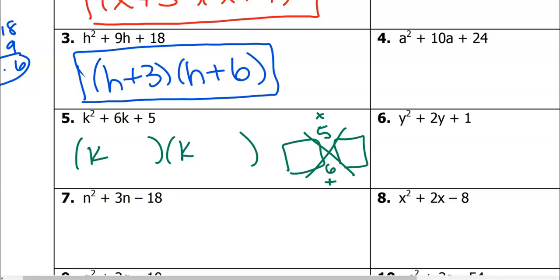We only have one option, don't we? What are the only things that multiply to give you 5? 5 and 1. Is 5 plus 1 also 6? Yes. So +5, +1.